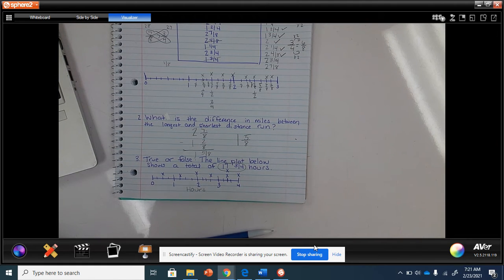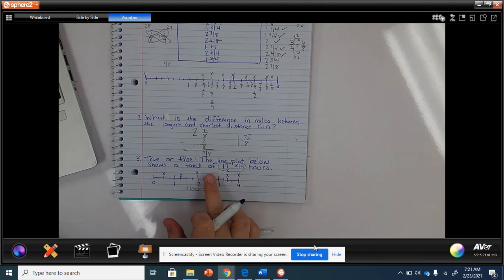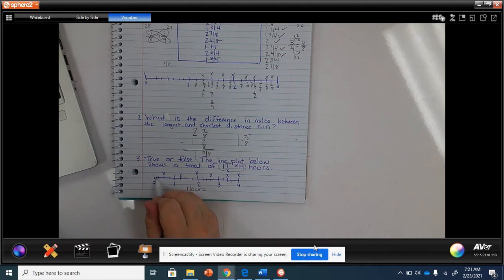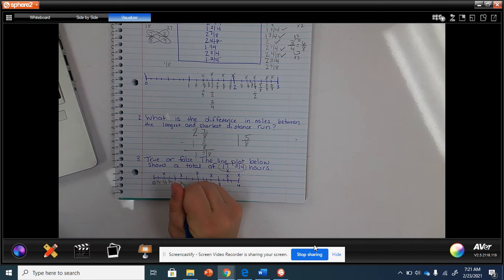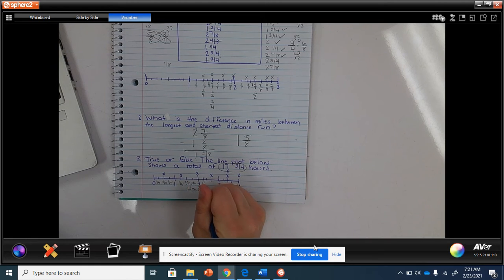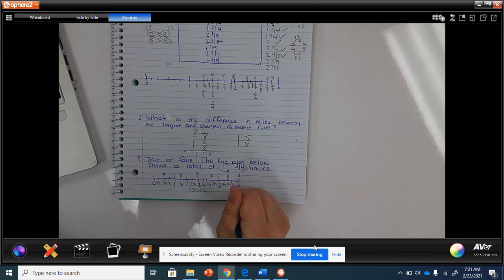So the first thing I need to do is figure out what all of these are equivalent to. So I'm going to label my number line. I see this is divided into 1, 2, 3, 4. So this is divided into fourths. So this is 1/4, 2/4, 3/4, and the same for each section, 1/4, 2/4, 3/4.